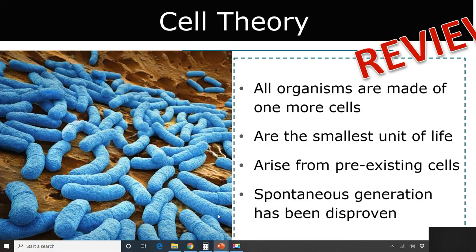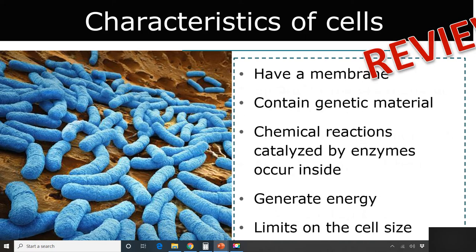So just a review. Cell theory is: all organisms are made of one or more cells, the cell is the smallest unit of life, all cells arise from pre-existing cells, and spontaneous generation does not occur. That just means life doesn't appear out of nowhere. The characteristics of life are that most of these cells have some sort of membrane. Most of them contain genetic material.